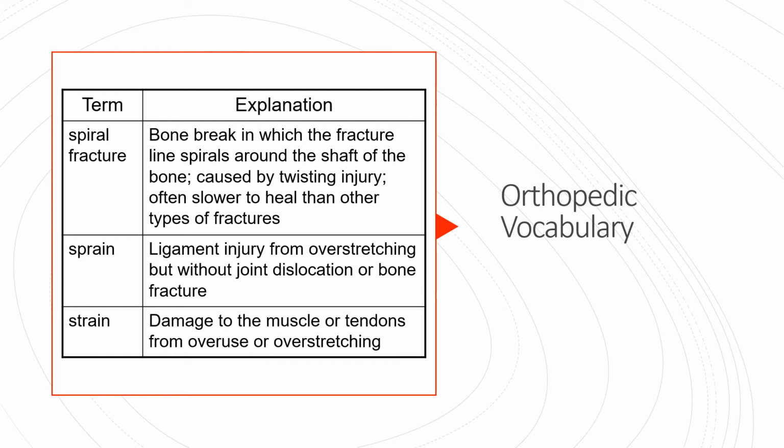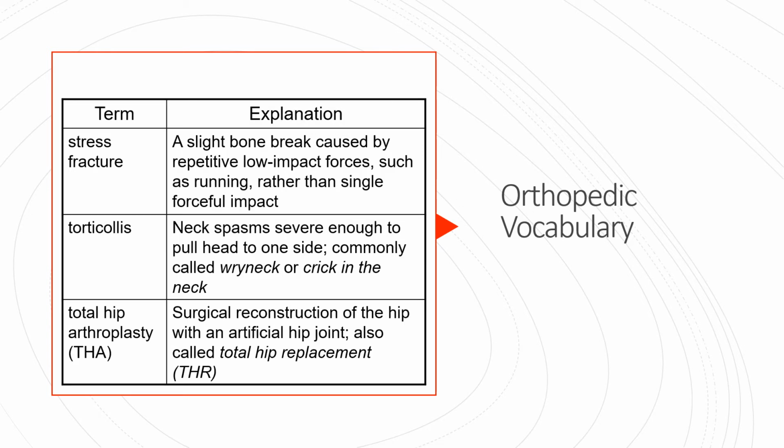A sprain is a ligament injury from overstretching but without a joint dislocation or bone fracture. A strain is damage to the muscle or tendons from overuse or overstress. A stress fracture is a slight bone break that's caused by repetitive low impact forces. This can be from running instead of a single forceful impact.